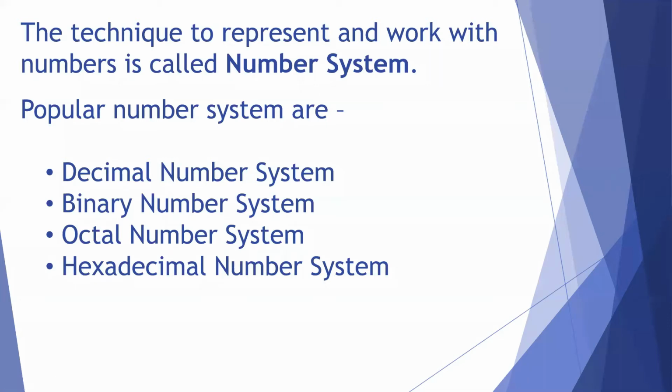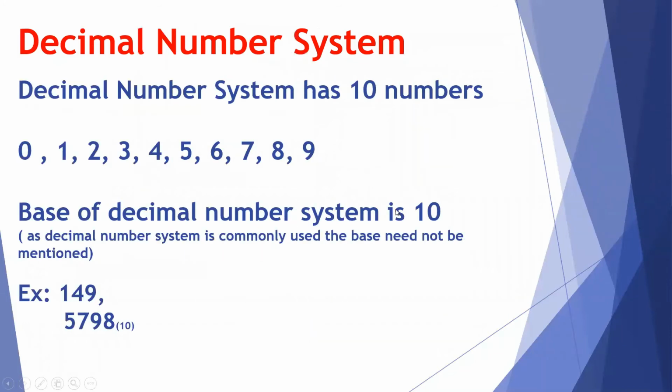So what do you mean by decimal number system? What do you mean by binary number system? What is octal number system? And what is hexadecimal number system? First we'll study the decimal number system. Here, deci means 10, so it represents 10. Ten numbers should be there, that is what your decimal number system is.